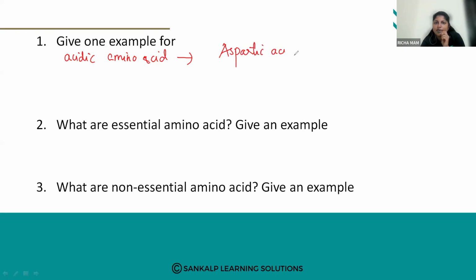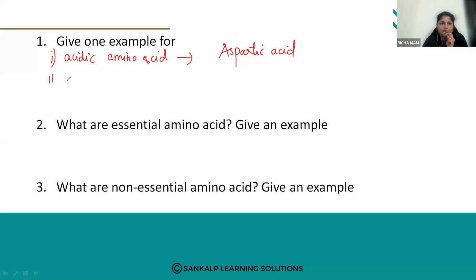When you see the structure of an amino acid, it consists of one amino group and one carboxylic group. But when an additional carboxylic group is there, then it results in an acidic amino acid. So the example of acidic amino acid is aspartic acid. If they ask you, give an example for acidic amino acid, it is aspartic acid.